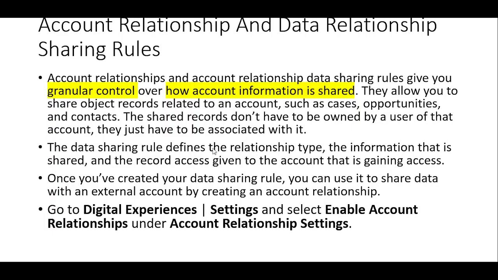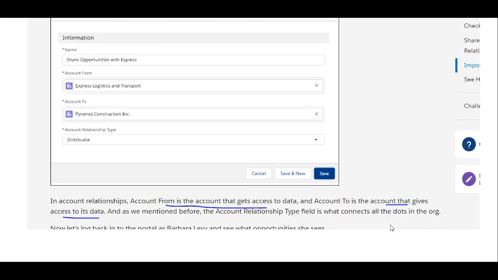Data sharing rule defines the relationship type, the information that is shared, and the record access given to the account that is gaining access. We will see this in the demo if you don't understand this. Once you have created your data sharing rule, you can use it to share data with an external account by creating an account relationship. We will also do this part. Now let's jump into a demo and I'll show you how we can establish account relationship.